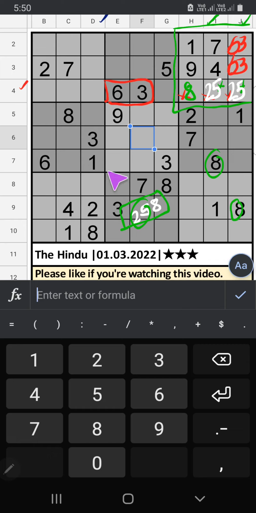Column D, we have 8, 1, 3. These 3 numbers can't come in this cell. It will come in any one of the 3 cells, we will confirm later. Then only 1 number is remaining, 6. 6 is confirmed here. Third row, we have 6. So 6 can't come in this cell. 6 is confirmed here. Then 3 is here.